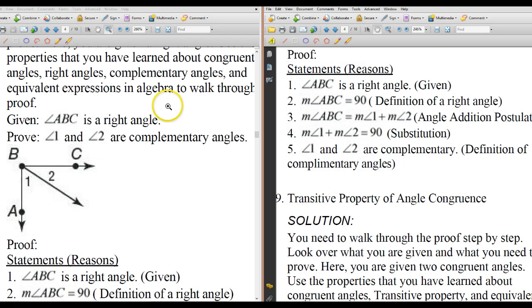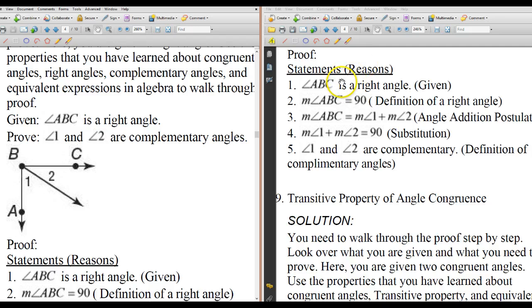In number 17, we want to give a proof for the complements theorem. So the complements theorem states that two adjacent angles whose non-adjacent sides form a right angle will always be complementary. So the first thing that you would need to do is make a diagram where you have some adjacent angles whose non-adjacent sides form a right angle. So we are given that ABC, in other words, is a right angle, but we want to prove that 1 and 2 are complementary angles.